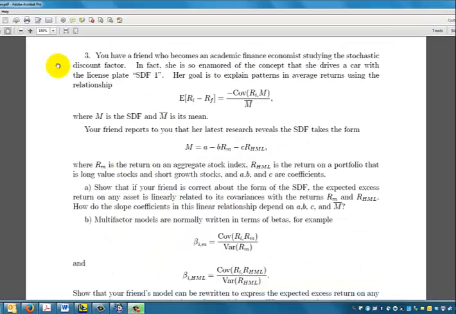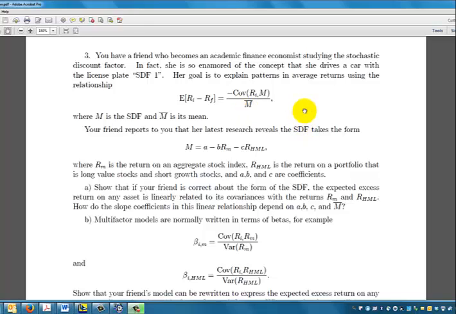Question 3 is about multi-factor models and the stochastic discount factor. And at the beginning of the question, it sets you up with a reminder that in the stochastic discount factor framework, the expected risk premium on any asset over the risk-free rate is minus the covariance between the return and M, where M is the SDF, divided by the mean of M, which we write M bar.